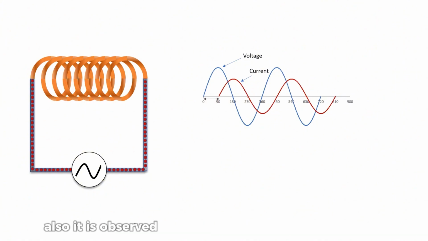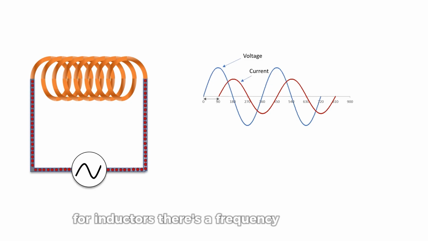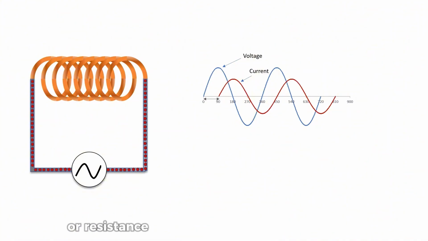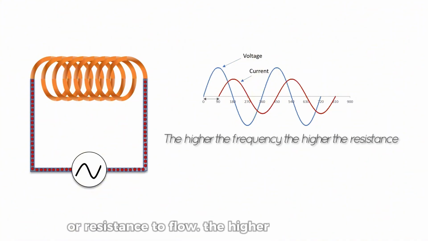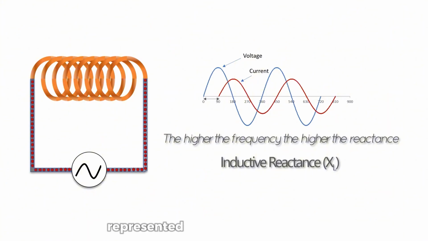Also, it is observed that alternating current magnitude varies with frequency. In other words, for inductors, there's a frequency-dependent opposition, or resistance, to flow. The higher the frequency, the higher the resistance. And this resistance is called reactance. For inductors it is referred to as inductive reactance, represented as XL equal to 2πfL, where f represents the frequency, and L represents the inductance.